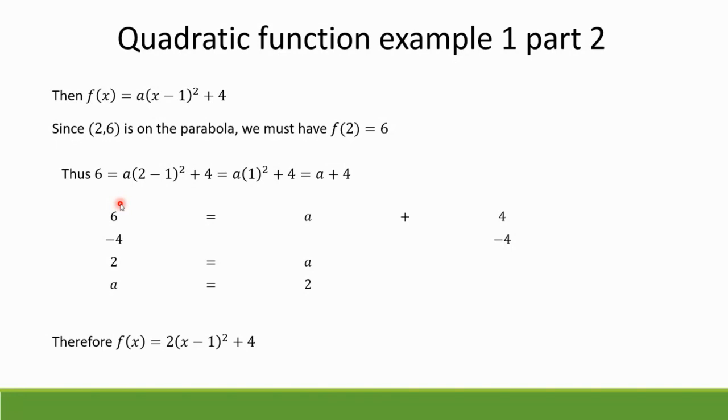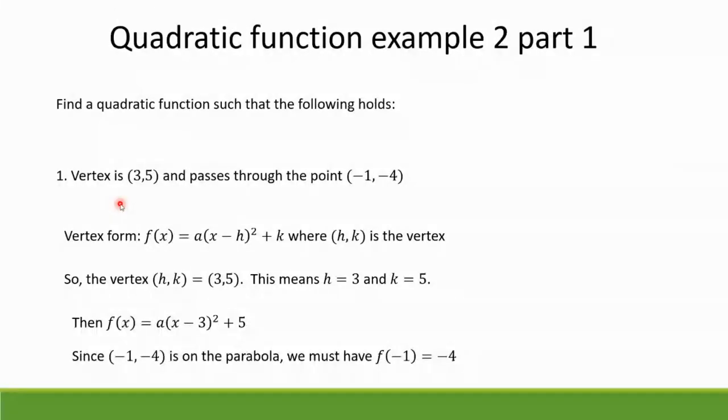Okay. Well, here's another example. Let's now find a quadratic function where this is true. The vertex is now the point (3, 5), and it passes through this point. Here's the vertex. It's passing through this point.